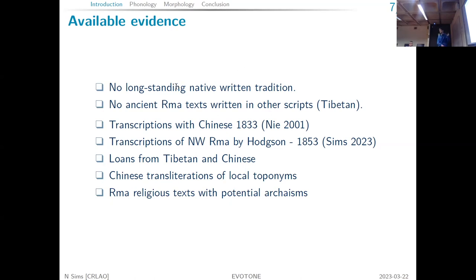So my goal here is not to give a definitive reconstruction of the language, but to give the tools necessary that would be used to do the reconstruction. So these are the resources we have.